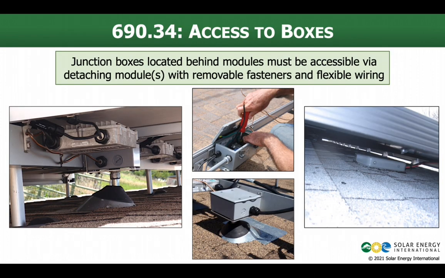Finally, 690.34, we're moving out of 690.31, but I just wanted to bring this up: access to boxes. Junction boxes located behind modules, you've got to be able to get at them, but they don't have to be accessible all the time. I can move a module as long as there is a way to do that. There are some removable fasteners there, of course, and the wiring connected to the module is flexible enough that I'm not going to yank it out of there when I move it. Obviously, we don't want to damage the thing to do it, so that wouldn't be very practical.